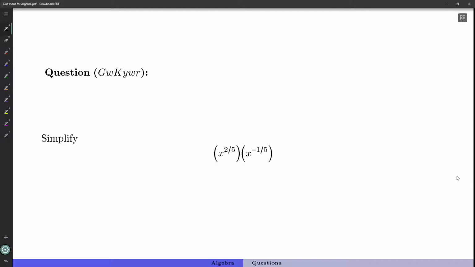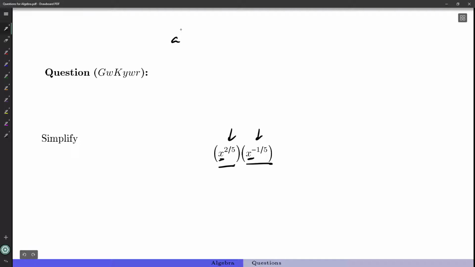Simplify. x to the 2/5 times x to the negative 1/5. So what do we see here? Well, I notice that we've got some exponents. And these different exponents, these different powers of x are being multiplied together. Now the key there is that they are both powers of x.